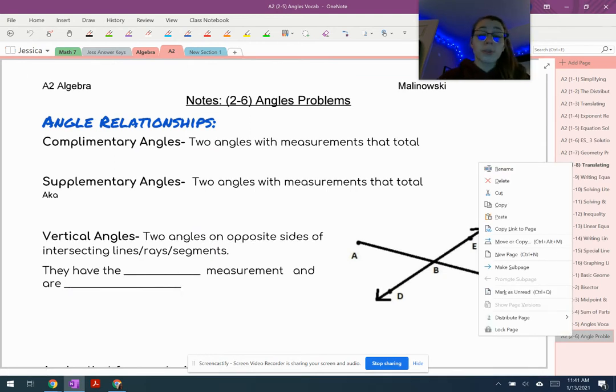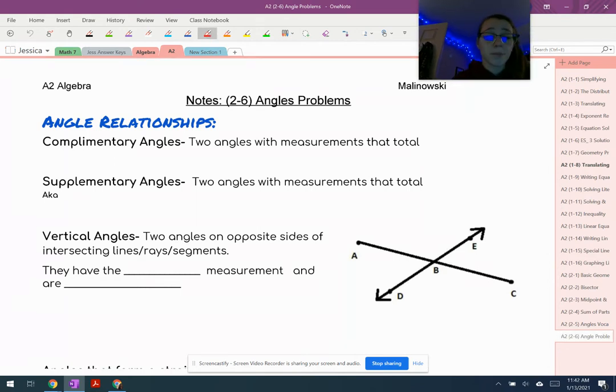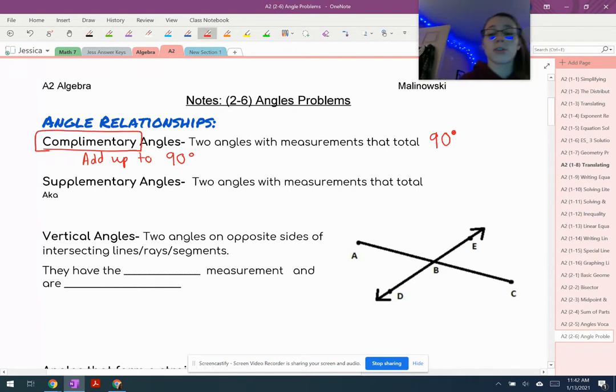So we're going to review some of these angle relationships, the more important ones that you're going to need for this lesson. So these you should be filling out, hopefully by memory, so you can study them. Complementary angles are two angles with measurements that total 90 degrees. So complementary angles need to add up to 90 degrees. That is your complementary relationship.